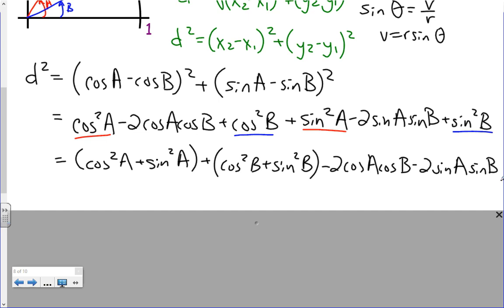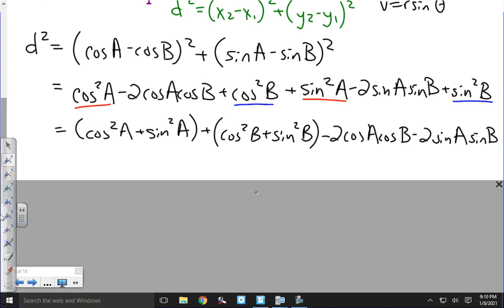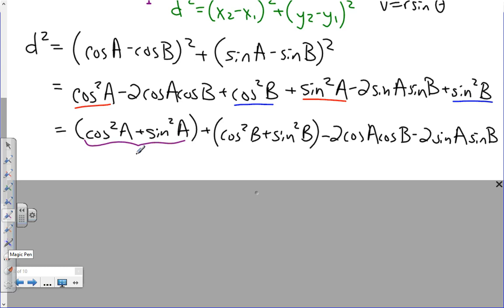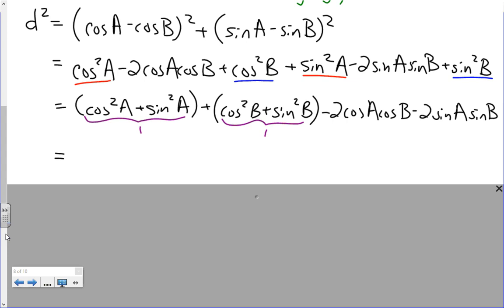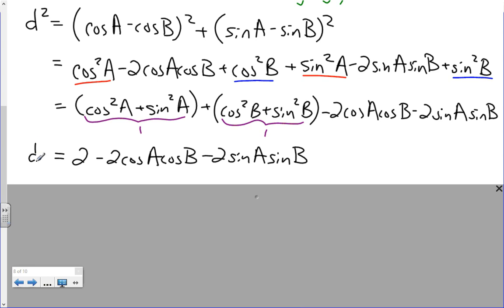And now let's use our Pythagorean properties here. That is, this one right here is equal to 1, and this one right here is equal to 1. Sine squared plus cosine squared is equal to 1. So by writing those down in this form, associating them this way, it was really nice. So I've got 1 plus 1 to start with, which we'll write as just 2. And then the stuff at the end, we've got minus 2 cosine of A cosine of B minus 2 sine of A sine of B. All right, so there we go. That's what d squared is equal to.